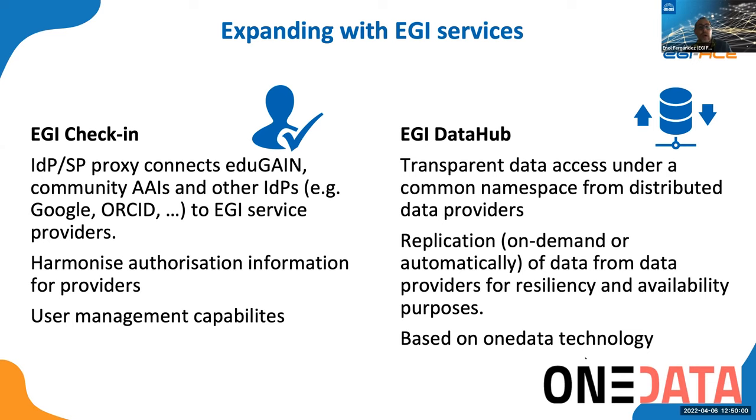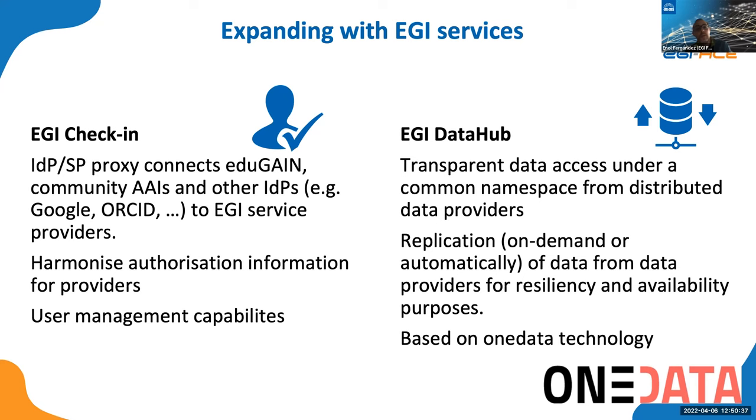And the other thing that we are adding to our solution is this Data Hub. It's another service from EGI. This is a distributed data solution that is able to move the data around to where you are accessing it. So it's based on the concept of a namespace. Your data is within a namespace, and if you try to access it and it's not available where you are trying to access it, Data Hub will just move it and make it available for you. So it has this automatic replication of data as needed. And it's based on Onedata technology.